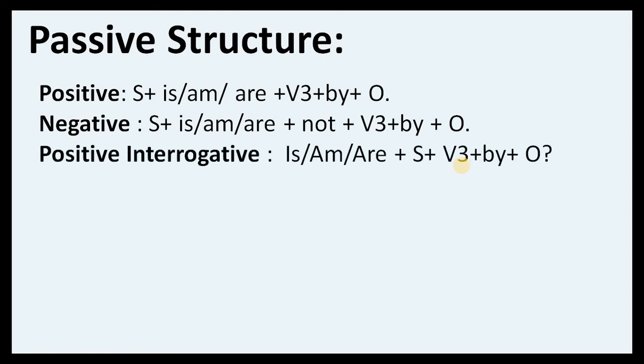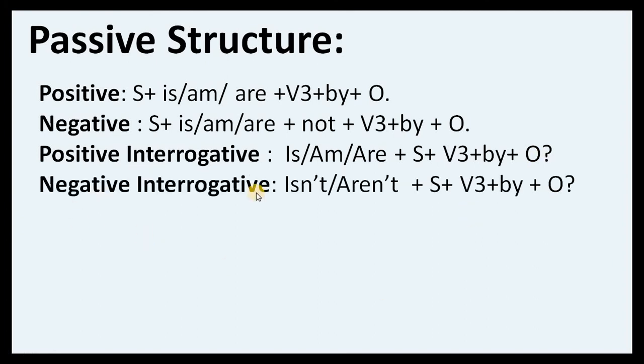Next is the positive interrogative form: is, am, are, then subject. So first you have to introduce your auxiliary verb before the subject, then the rest remains the same. Here, negative interrogative means negative questions. To give extra emphasis, we create negative interrogative questions.